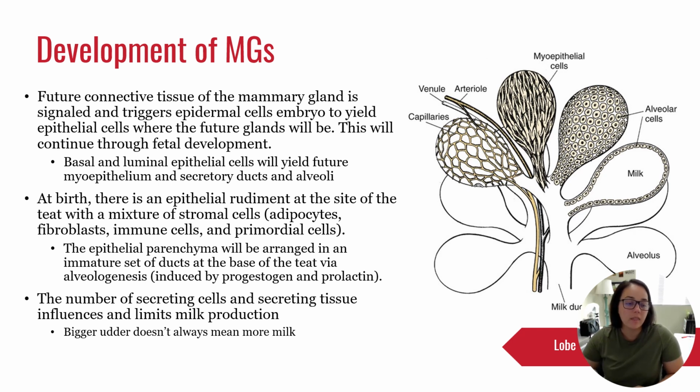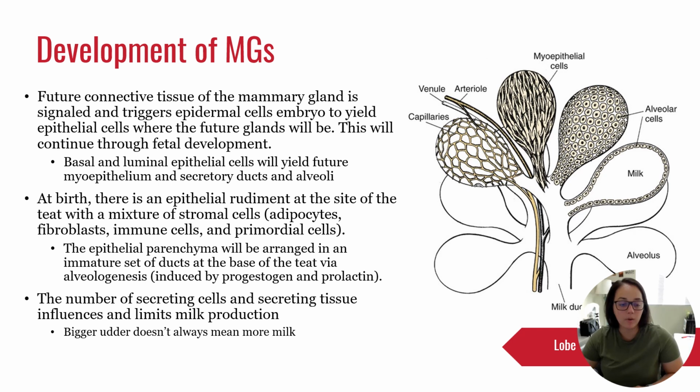And so that epithelial parenchyma is going to be arranged in an immature set of ducts. So it's not going to be a very defined pathway, or set of ducts. It's just going to be very immature, but they're going to be there. And that's going to be at the base of the teat. And that all happens by a process called alveologenesis. Sorry, a lot of letters, big words.